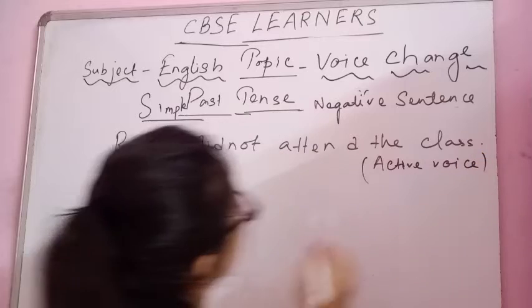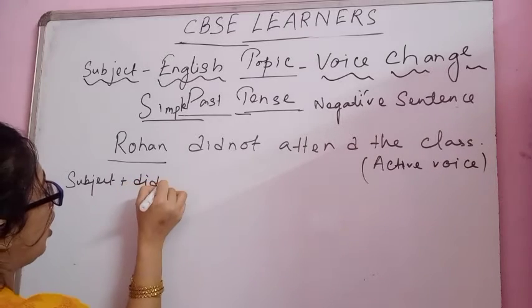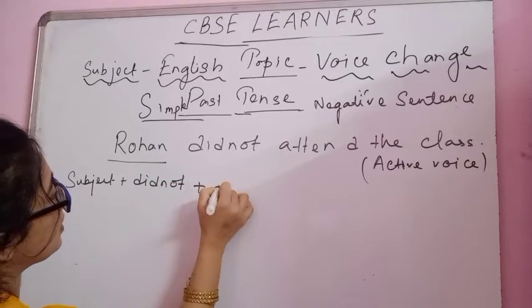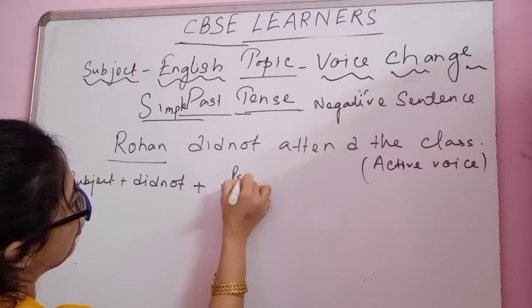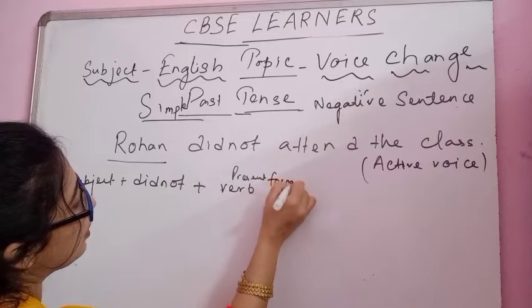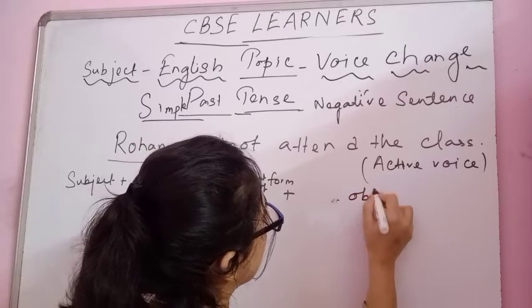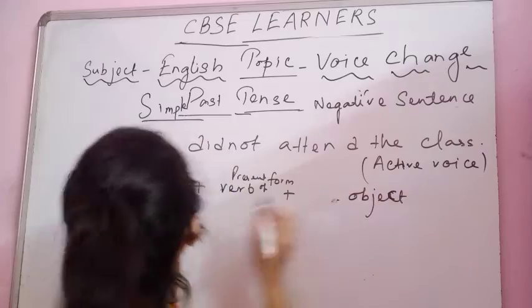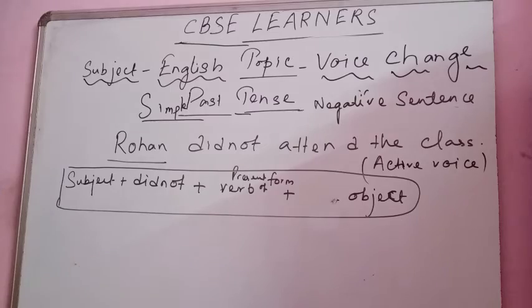So, in case of negative sentence, what will be the formula? Subject plus did not plus verb, or the main verb, present form of verb, plus the object. Subject plus did not plus first form of verb, or you can call it the present form of verb, or the main verb, plus object. So this is in case of active voice.